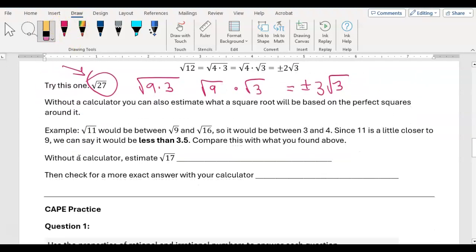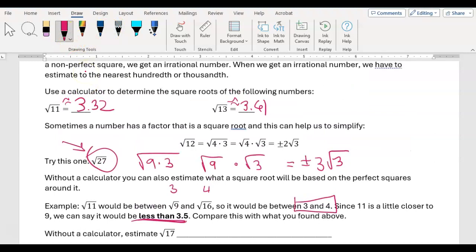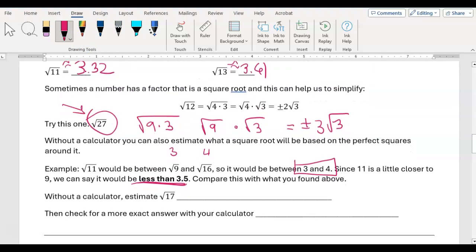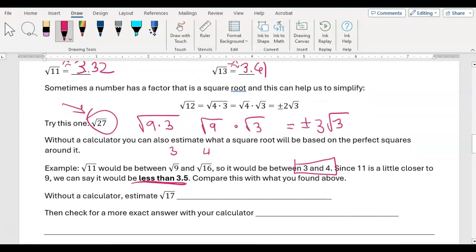Without a calculator, we can also estimate a square root based on the perfect squares around it. So as an example, the square root of 11 would be between the square root of 9, which is the perfect square of 3, and the perfect square of 4. So the answer would be between 3 and 4. Since 11 is a little bit closer to 9, right, it's only 2 units away from 9, and it's 5 units away from 16, I'm going to say it's less than 3.5. When we compare that with what we got above, we got 3.32, so that's pretty close, right? So you can use your perfect squares to kind of estimate.